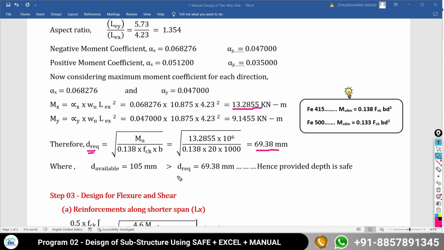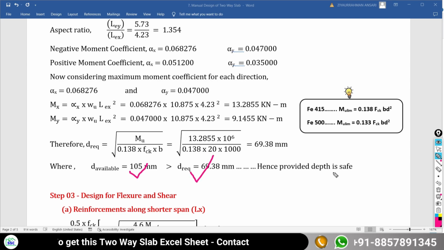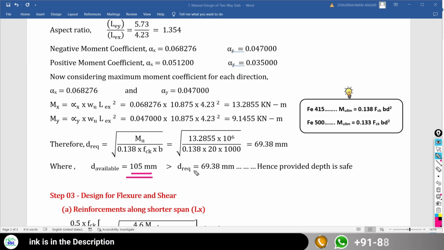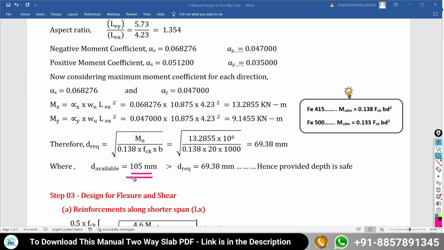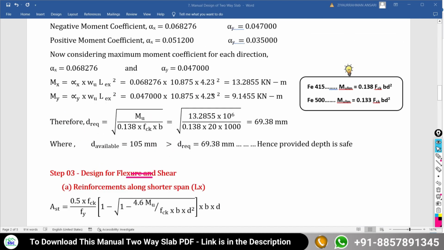After doing the calculation we get the effective depth required for flexure to resist this higher moment as 69.38 mm, and the available effective depth is 105 mm. The requirement for flexure only is 69.38. So the provided depth is more than the required one, hence the provided depth is safe. In some calculations, you may get the depth required as more than the available depth. In that situation, you have to revise the design and make the available depth more than the required depth.